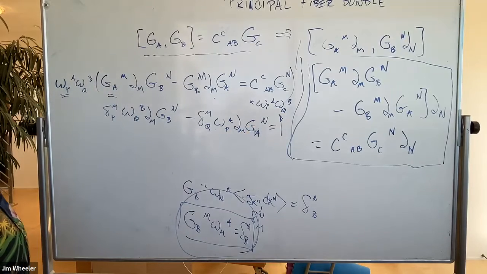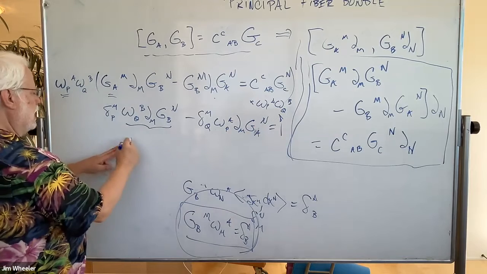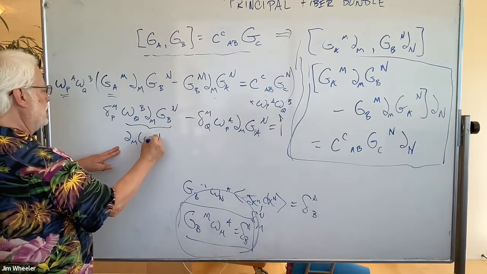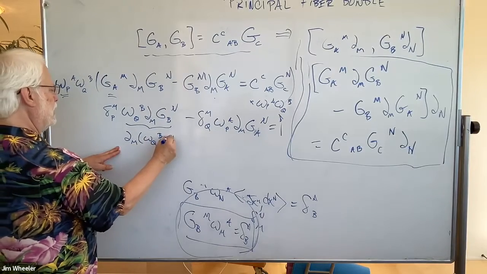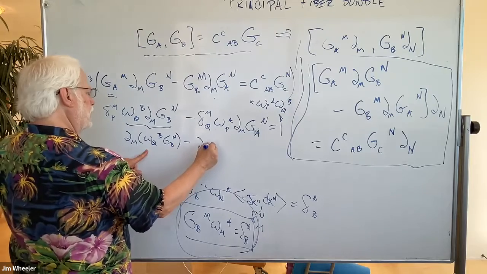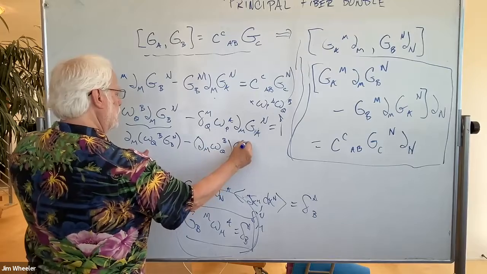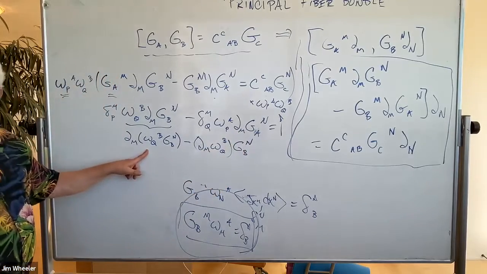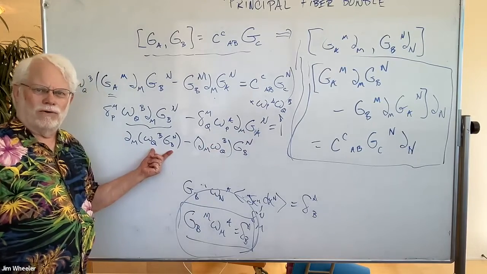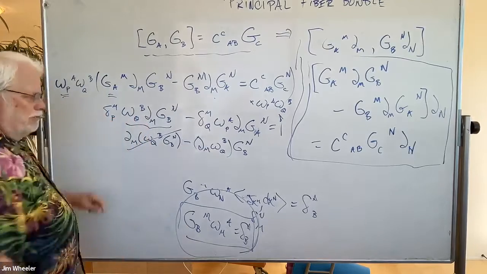Let me just work on this side for the moment. Now, this thing I can write as partial_M of the product omega_Q^B G_B^N minus partial_M omega_Q^B times G_B^N. Fair enough? Just product rule. But this is a Kronecker delta, so its derivative is 0. So I basically can integrate by parts to just a minus sign here.